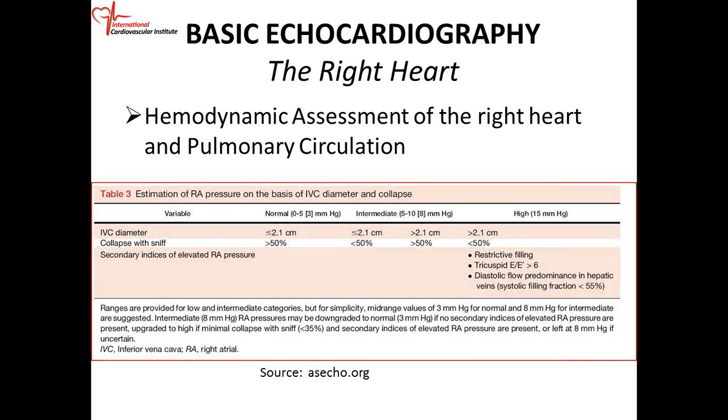What was the last thing? The first thing was 3 millimeters mercury. The first thing is normal, 3 millimeters. Okay. So normal is if it's less than 2.1 centimeters with more than 50% inspiratory collapse. So that's a normal pressure in the right atrium. If it's more than 2.1 and the inspiratory collapse is less than 50%, then that right atrial pressure is approximately 15 millimeters mercury or more. Anything that falls outside of that, then it's 8 millimeters mercury.